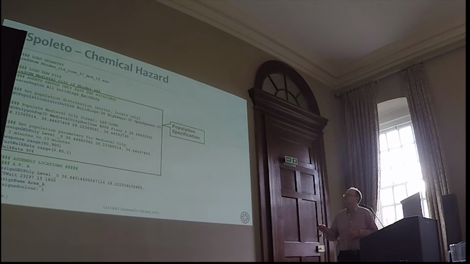So we say this is the population area for the medieval city outline. We tell how many people are in percentage of populations in buildings, highways, which is on the streets, and we specify how much is in the open spaces. And then we give them response time. So in this simple system, simple notification, we say people respond between 60 seconds and 900 seconds, which is 1 to 15 minutes. And we give them a travel speed attributes and a walk rate.